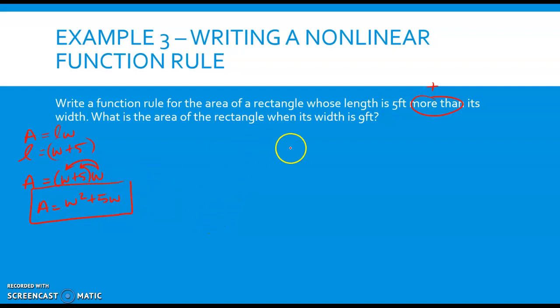That's my function rule. Now it wants to know when my width is 9 feet. So I'm going to take area equals 9 squared plus 5 times 9. So we end up with 9 squared is 81, 5 times 9 is 45, and then we combine those, and 5 and 1 is 6, and 8 and 4 is 12. And so our area is 126 feet squared if our width is 9 feet. And that's how we do it.